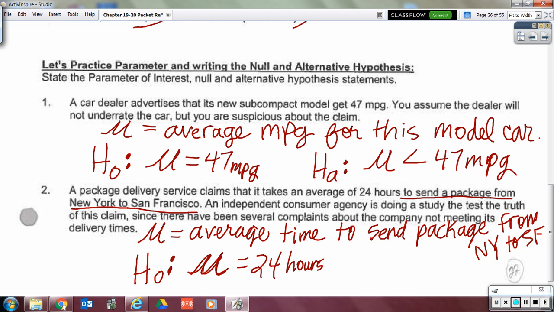Okay. HA, colon. Good. You are suspicious and think it's greater than 24 hours. Okay, excellent. Now, I'm going to walk around while you guys are working on this side.